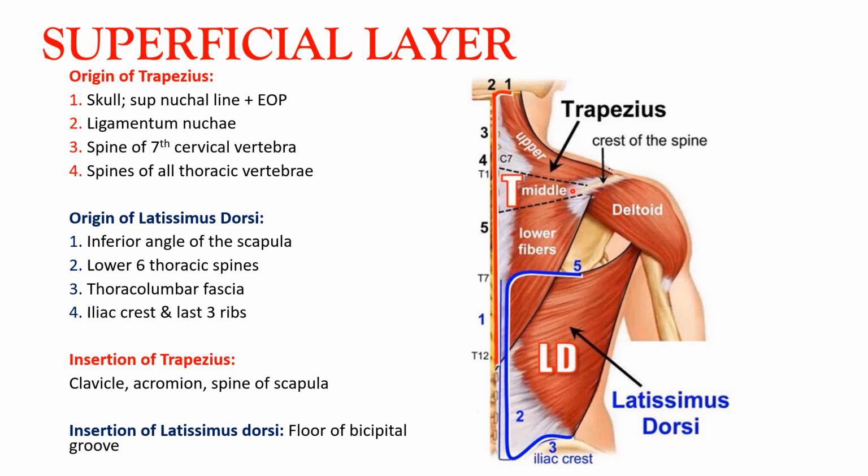Now let's look at the latissimus dorsi. We said it originates from the inferior angle of the scapula here, goes across and then takes a linear route, so spans the lower 6 thoracic spines from T7 all the way to T12, and then once it gets here, this is where you have the thoracolumbar fascia. It spans all the way through the thoracolumbar fascia and then goes across the iliac crest together with the last 3 ribs. Now, where does the latissimus dorsi insert? It inserts here, the floor of the bicipital groove.